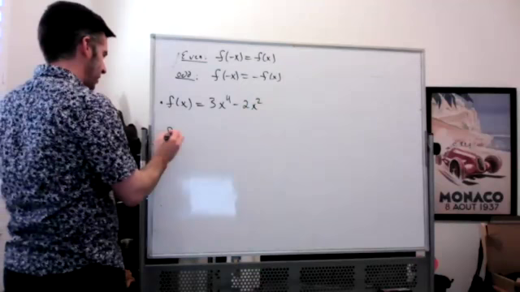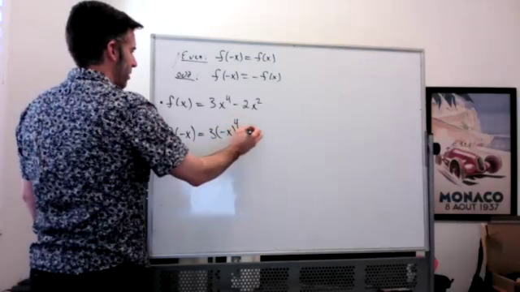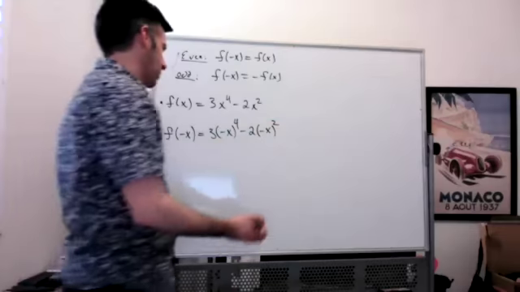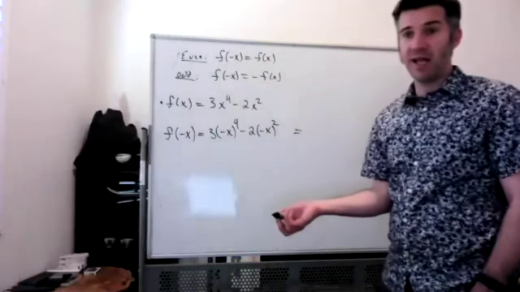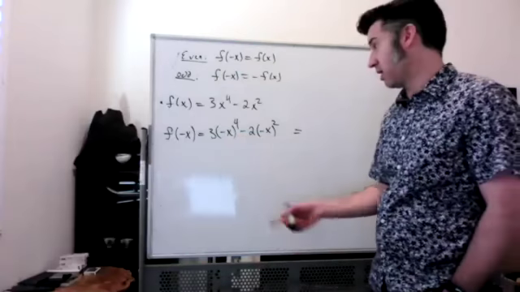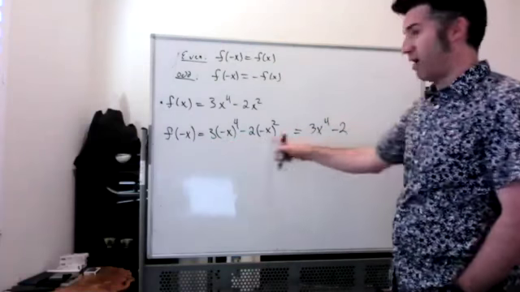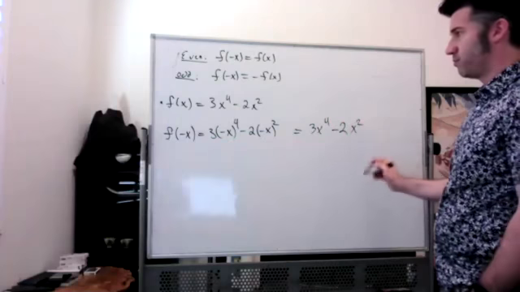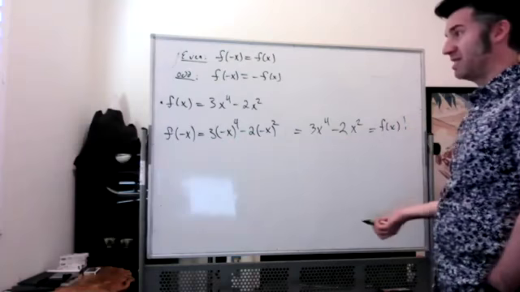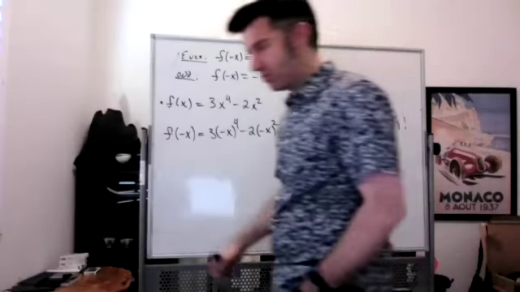So let's look at f of negative x. It's 3 times negative x to the fourth minus 2 times negative x squared. And if we simplify this, when you raise a negative thing to an even power, you always get that thing becoming positive. So I'm going to get 3 times positive x to the fourth minus 2 times positive x squared. That's the same, which means it's even. Okay, check the next one.